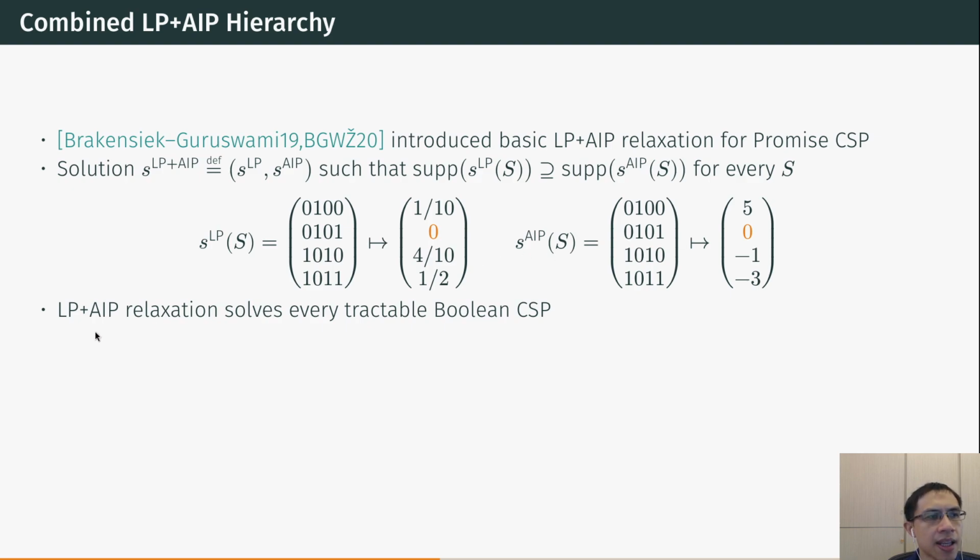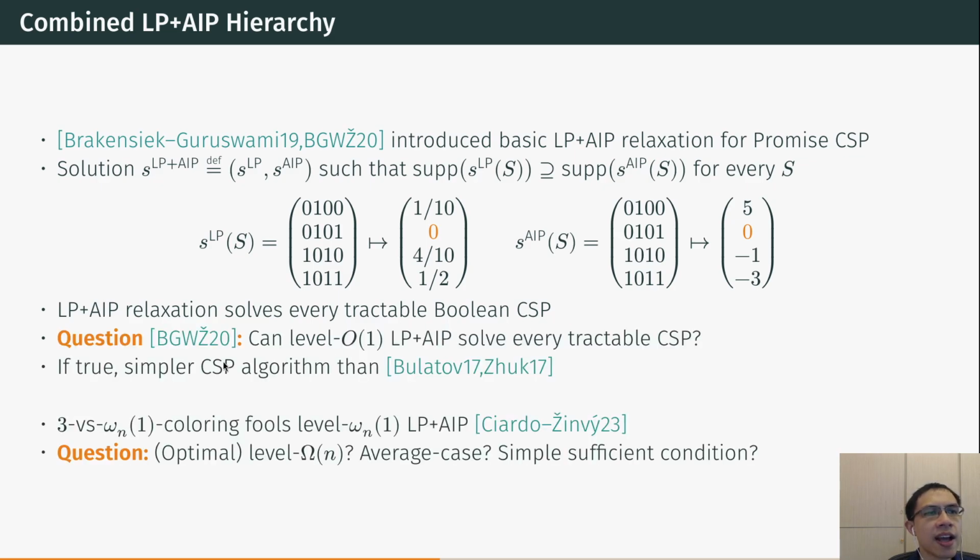LP plus AIP is a single algorithm that solves every tractable Boolean CSP. They ask if the LP plus AIP hierarchy can solve every tractable non-Boolean CSP. This is interesting because the CSP algorithms by Bulatov and by Zhuk, in FOCS and STOC, are highly non-trivial combinations of bounded width and Gaussian elimination. If the answer to this question is yes, then the LP plus AIP hierarchy would be a simpler algorithm for CSP. What is known about the lower bound?